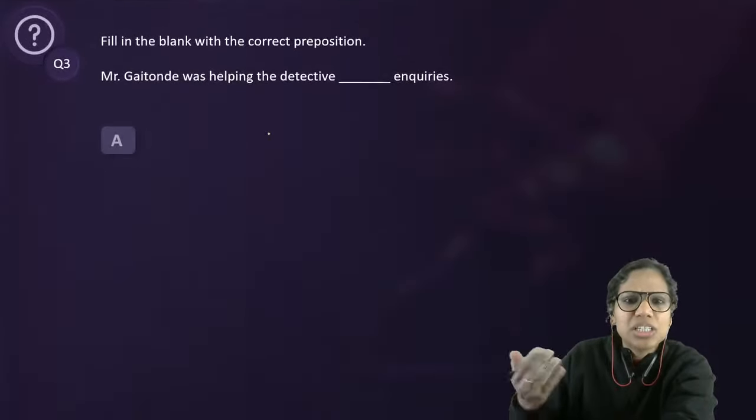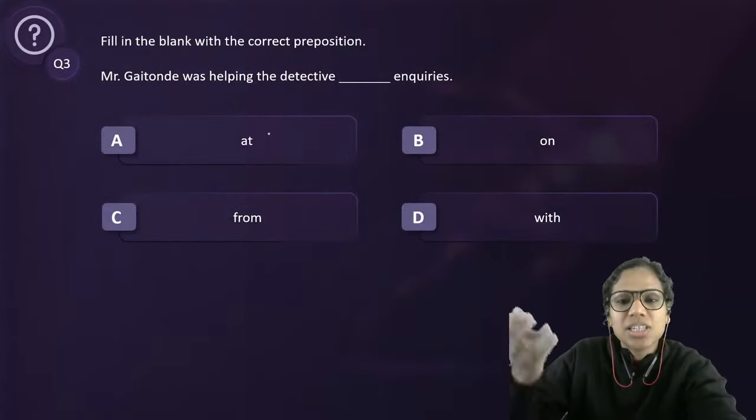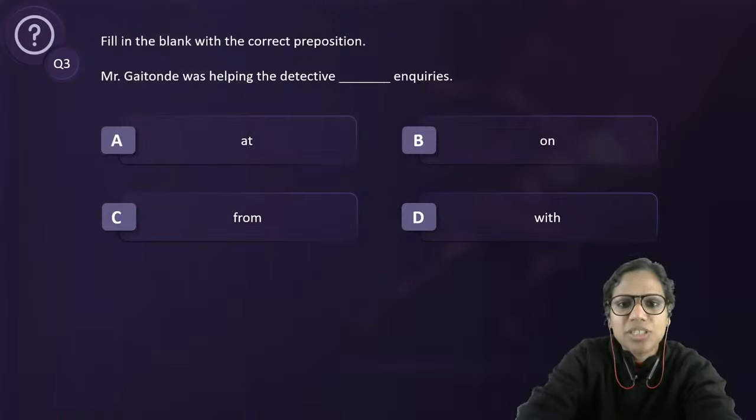Let's see if there are more uses. Yes, there are more uses. Let's have a look at that. We'll look at them in subsequent questions. Yes. Question 3. What do you say?